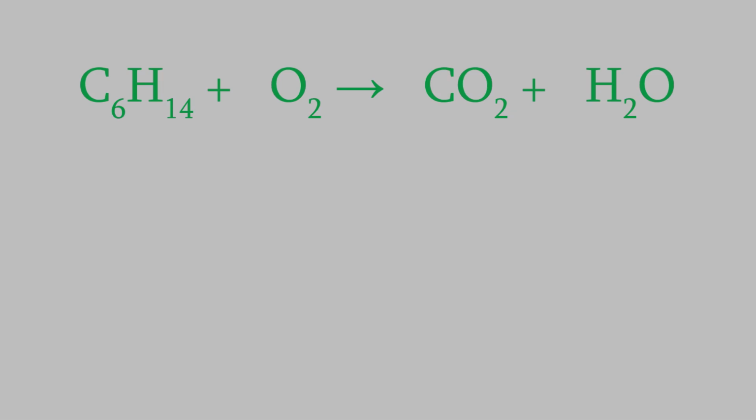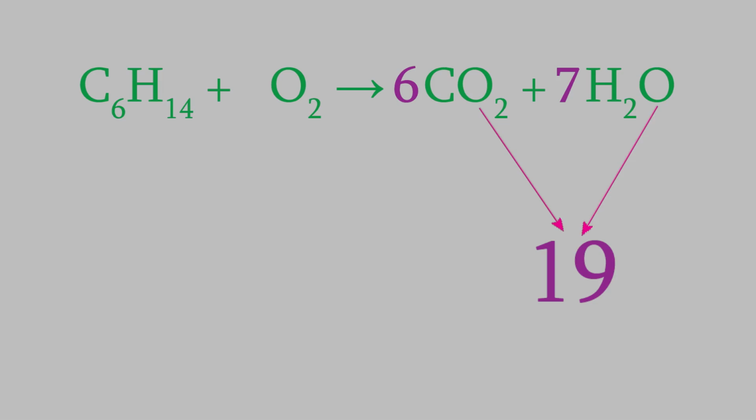We'll try to balance this the same way we did the last reaction. So we start by balancing the carbon. There's 6 on the left and 1 on the right, so we need 6 of the CO2 molecules. Next, we'll balance the hydrogen. There are 14 on the left and 2 on the right, so we need 7 water molecules. And last, we'll balance the oxygen. There are 2 on the left and 19 on the right, 12 in the CO2s and 7 in the waters.